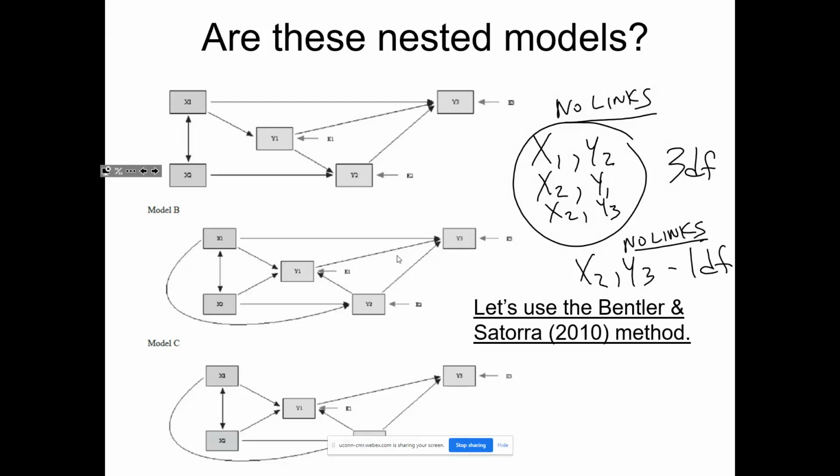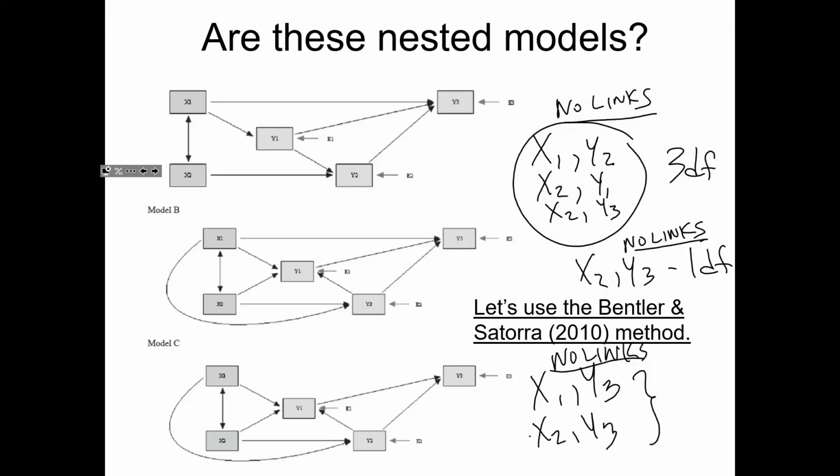And now what about, let me move this. Where did my thing go? There it is. Okay, there we go. What about our Model C? 2 degrees of freedom, right? Because we don't have a linkage between x1 and y3. And the other one is what? x2 and y3? Is that right? Yeah. And so now we have 2 degrees of freedom.